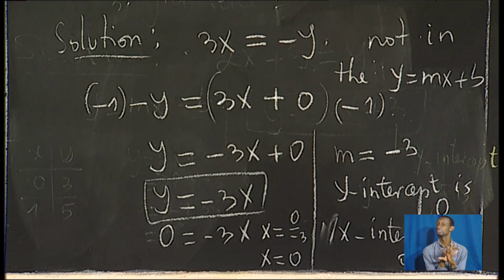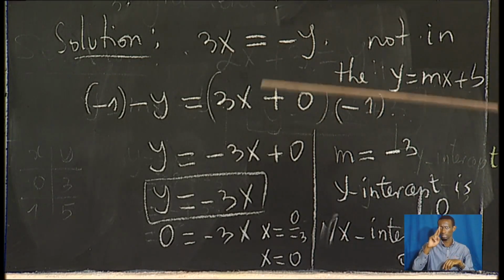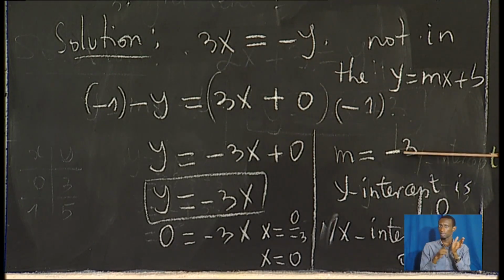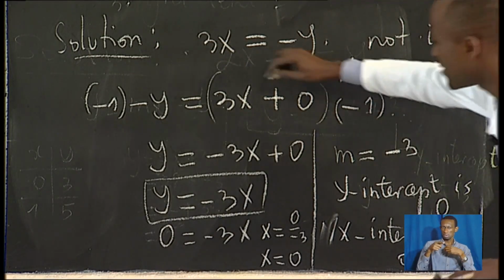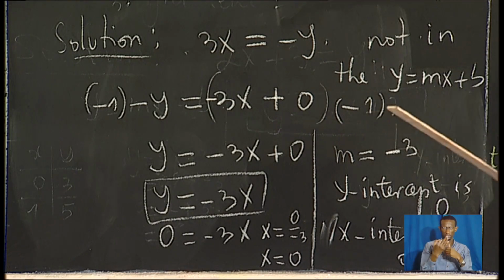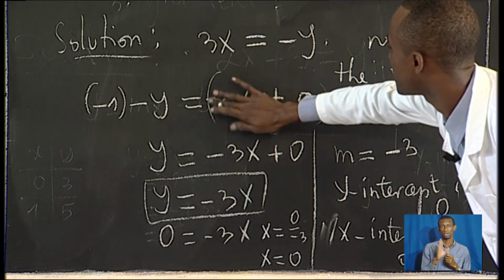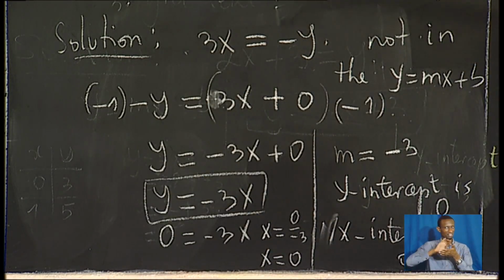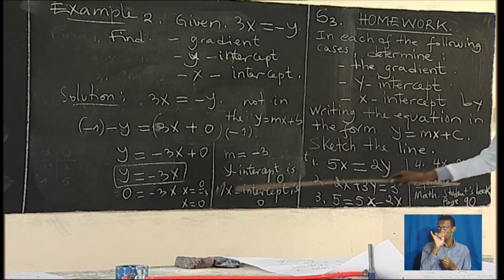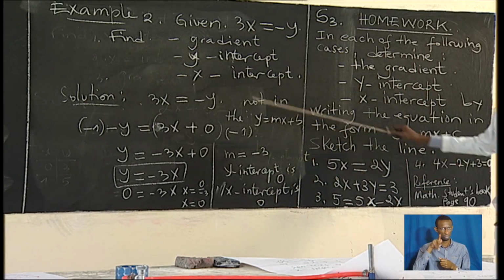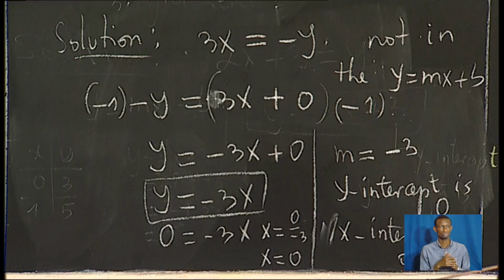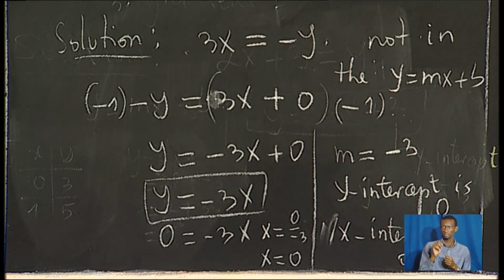We have to find the gradient. Gradient here is equal to negative 3, as you can see. Of course, there is a negative sign over here, negative 3. And we have y-intercept. Y-intercept is 0, and we have x-intercept equal to 0. Let's draw it together.